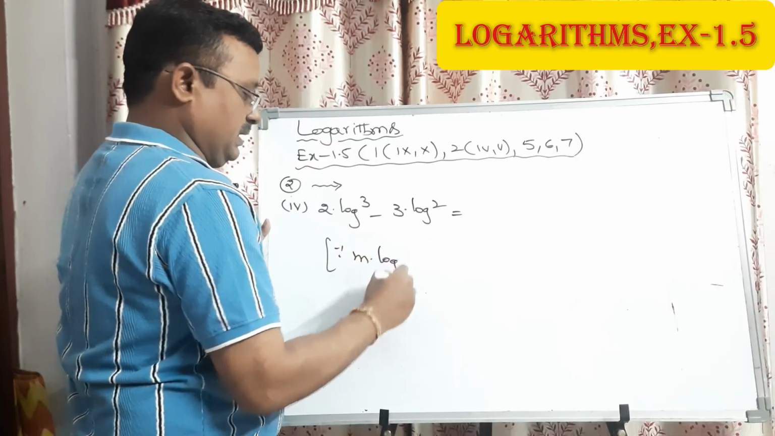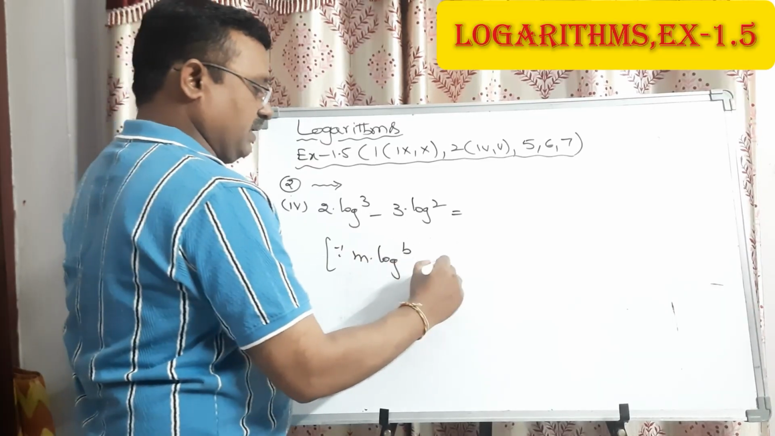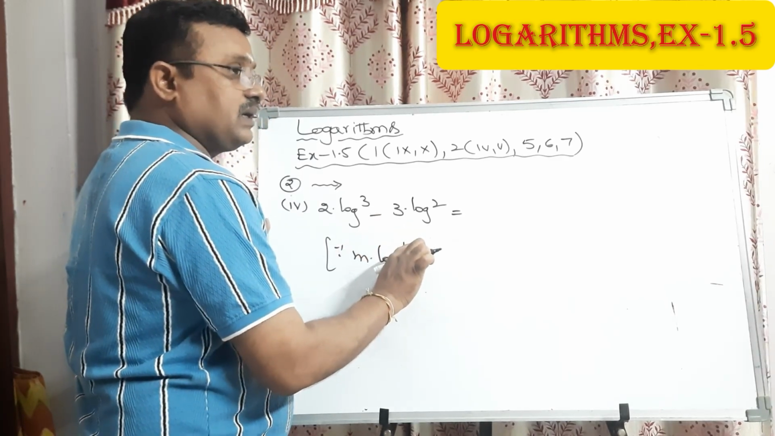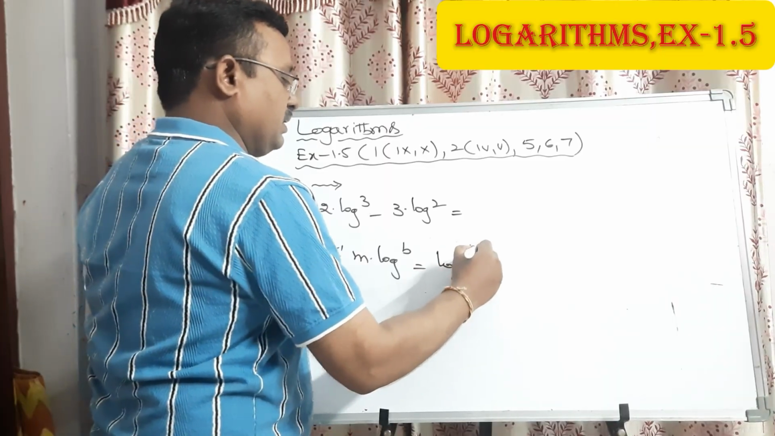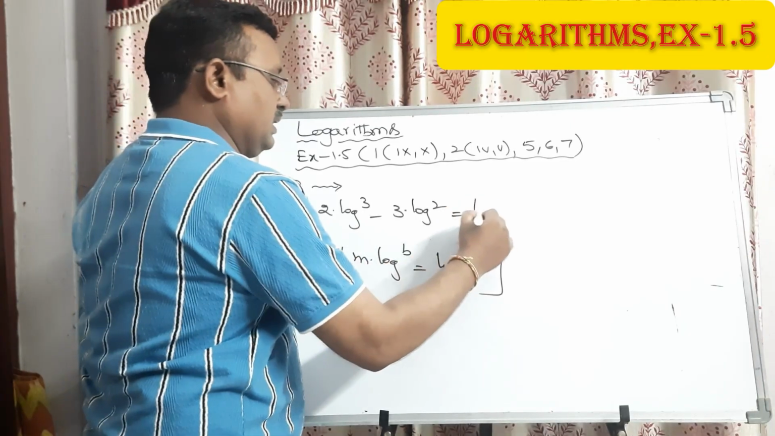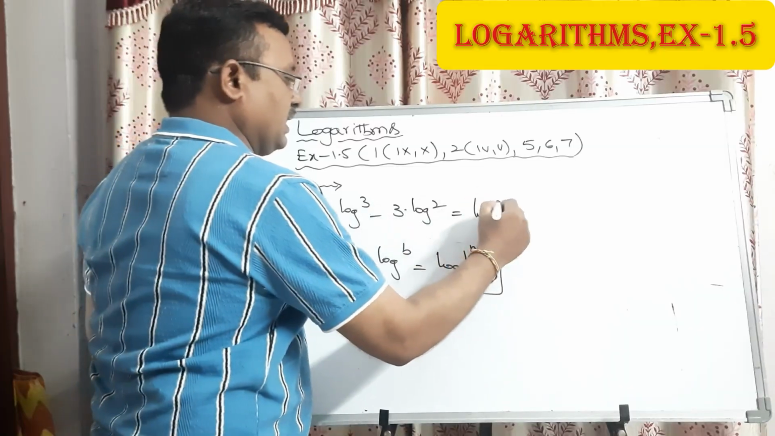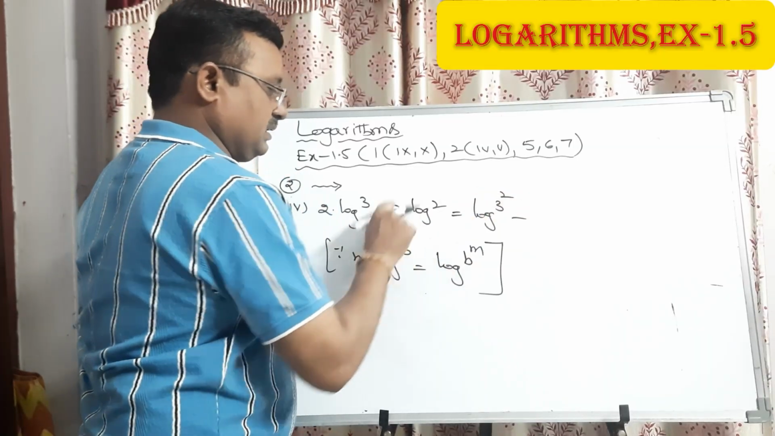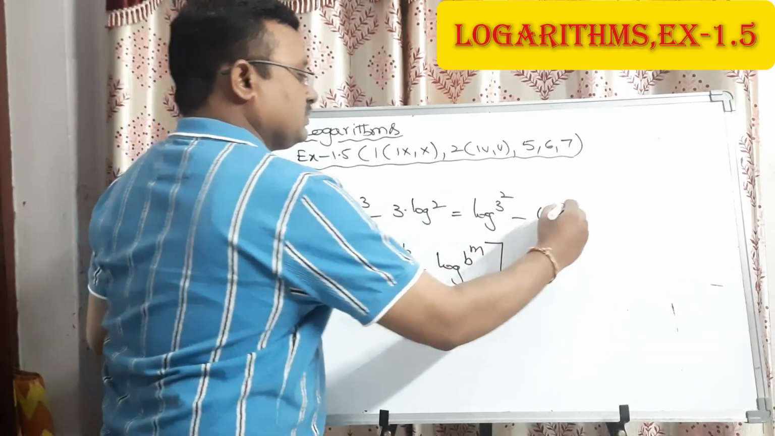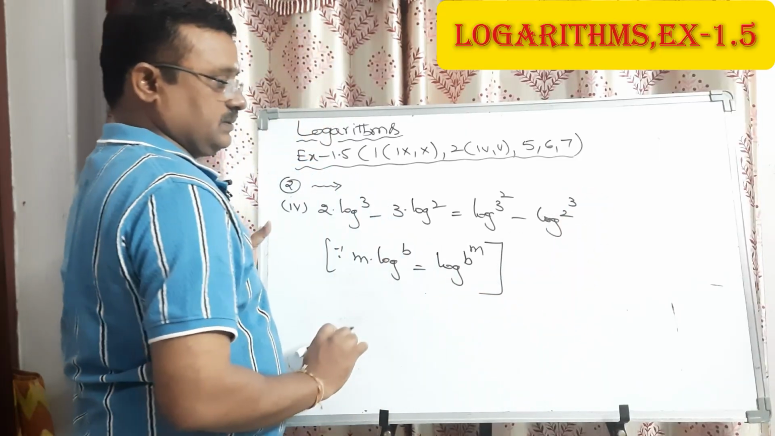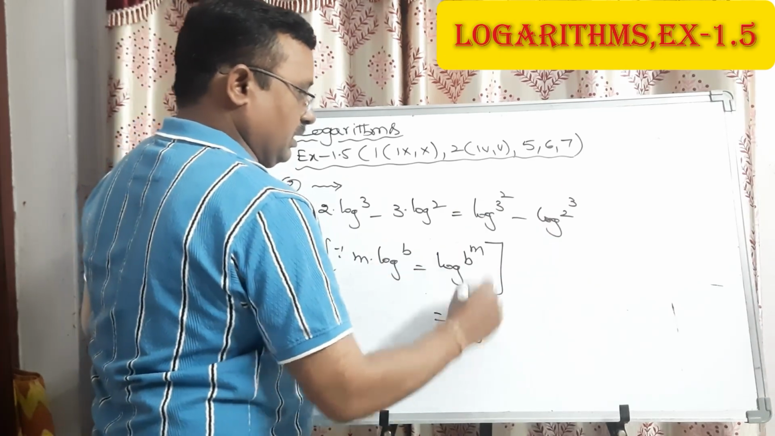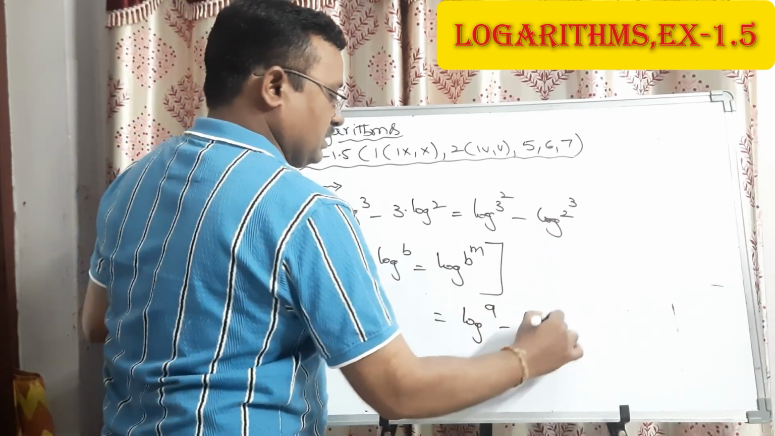Log b power m is equal to m into log b, for any base: the power of the logarithmic number becomes the multiplier. This is the formula we are going to apply. So log 3 square minus, the same condition, log 2 cube, that is equal to log 9 minus log 8.